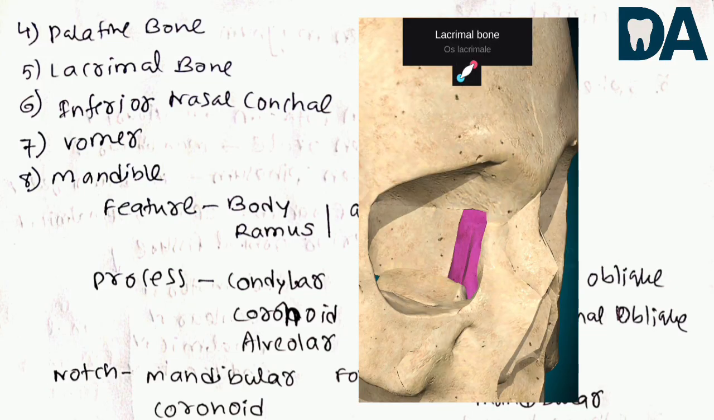Lacrimal bones. Lacrimal bones are the smallest of the facial bones. They form the anterior part of the medial wall of each orbit. Each bone has a lacrimal sulcus that forms the nasolacrimal canal.